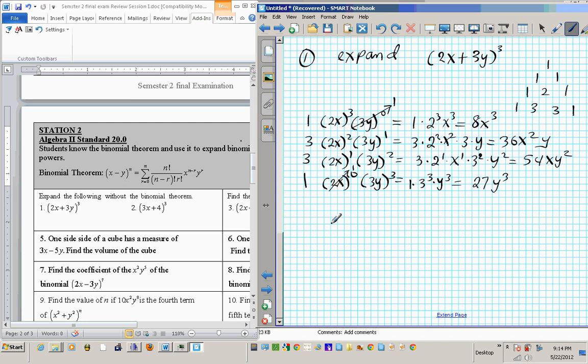So my final answer is going to be 8x to the third plus 36x squared y plus 54xy squared plus 27y to the third. Okay?